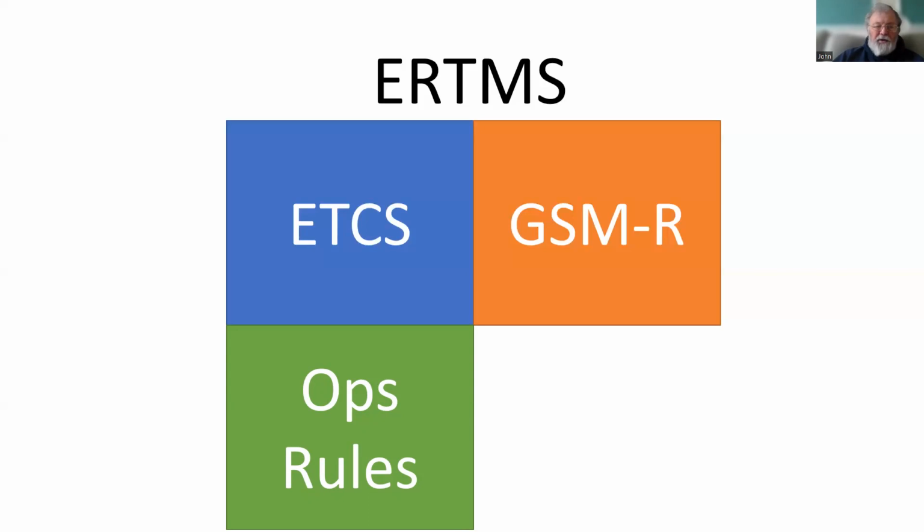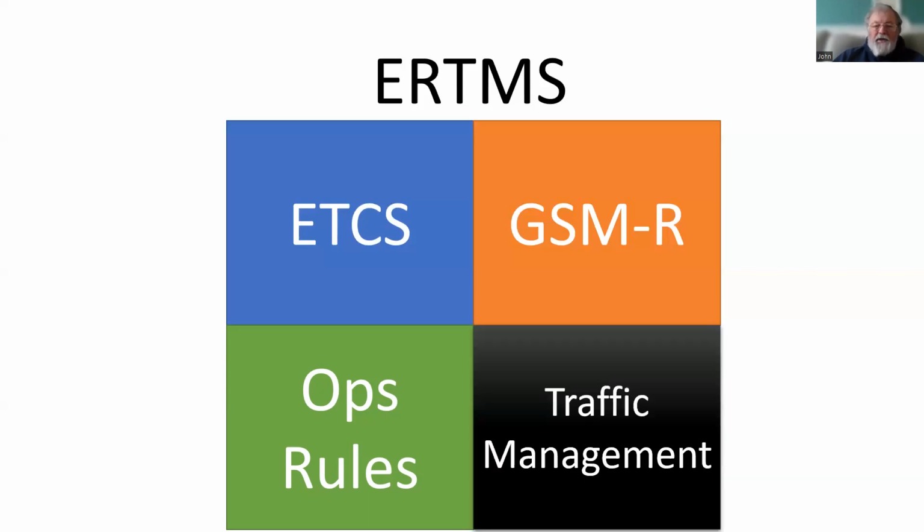The fourth element does not yet exist. It is intended to be a traffic management system. However, the advantages of a traffic management system to the industry are less well defined than the introduction of a safety system and harmonized operational rules. It is also more challenging to get agreement from all the railways about what a traffic management system should do.